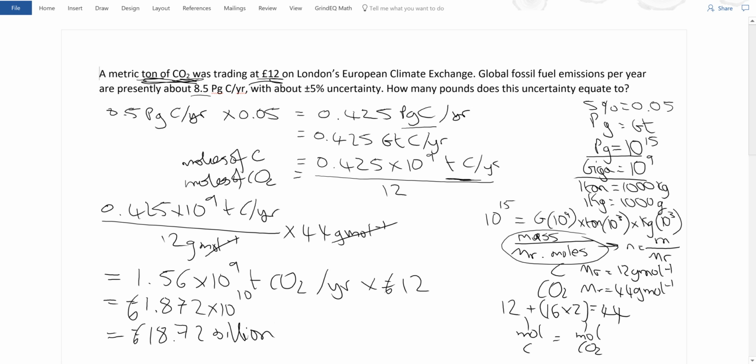And so now I know that the size of the uncertainty in global fossil fuel emissions each year is worth 19 billion pounds. An argument could be made for timesing this number by 2, which will give me 37.44 billion pounds, because the question says plus or minus 5% uncertainty, so that could be 5% in both directions. Okay, and that is the answer.